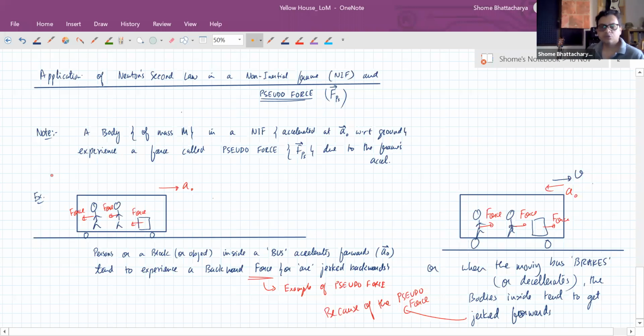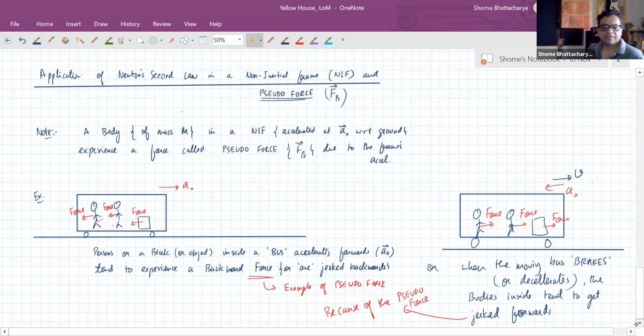Of course, there are so many other examples of this. What your body experiences when you are in a roller coaster is also an example of pseudo force. What your body experiences when you step into a lift and the lift accelerates upwards: you feel heavier for the time it's accelerating, you feel you're pushed against the ground. Or if the lift is going down with acceleration, you tend to feel a bit of butterflies in your stomach because your body tends to feel lighter than its true weight. That is because of the pseudo force that is acting upwards.